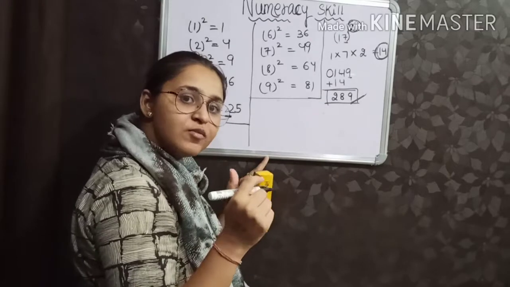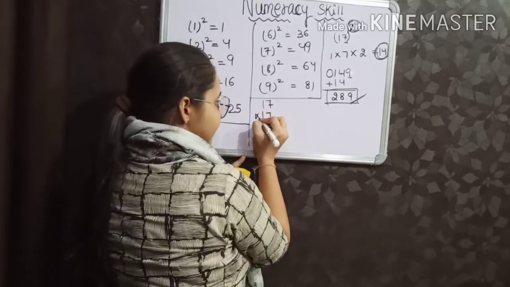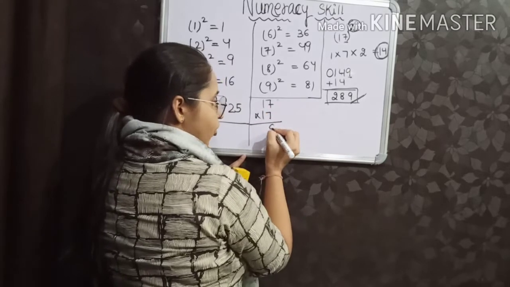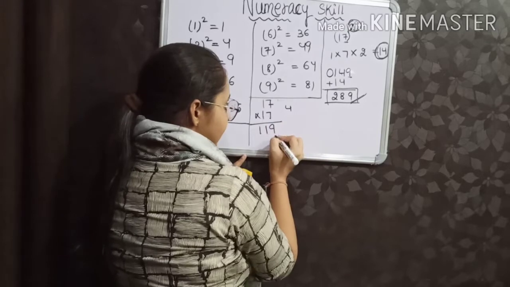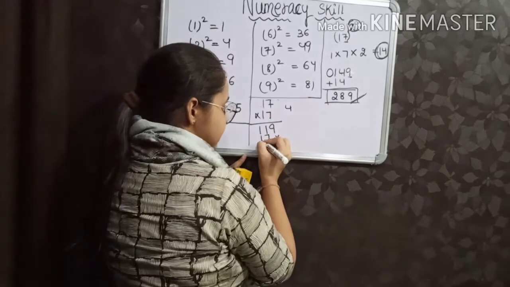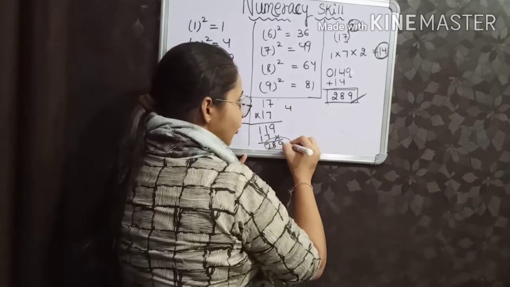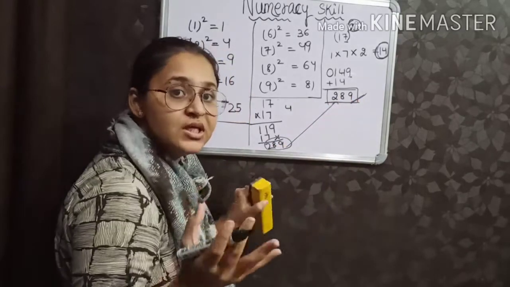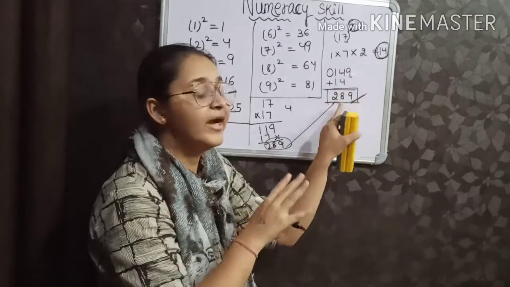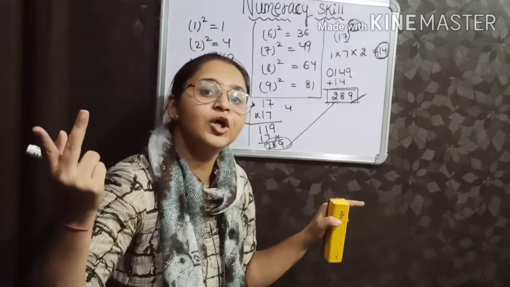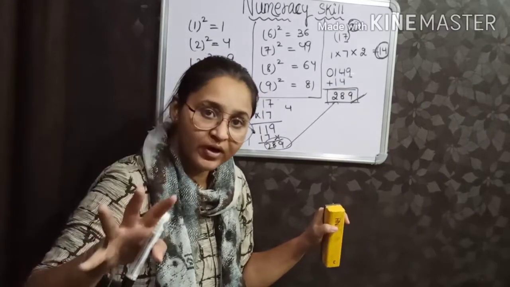You can check from simple multiplication. Let's check. 17 multiplies 17. 7 sevens are 49. 7 ones are 7 and 4 is 11. 1 seven is 7. 1 one is 1. 9, 8, 2. Very good. 289. So see students, I'm just telling you the method that will help you in improving your calculation part. You will find it very easy.